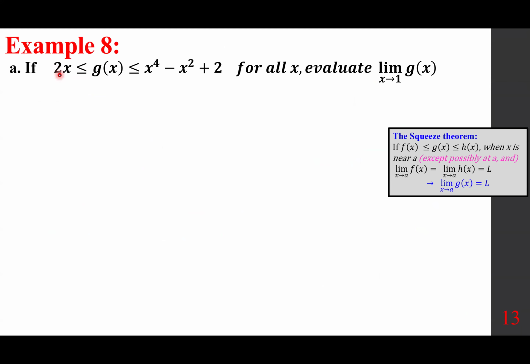If 2x is less than or equal to g of x, less than or equal to x to the power 4 minus x squared plus 2 for all x, evaluate the limit of g of x as x approaches 1. We use what's called the squeeze theorem. The squeeze theorem says if g is sandwiched between f and h when x is near a, x possibly at a, and the limit of f of x as x approaches a equals the limit of h of x as x approaches a, and both of them are L, then the one in the middle, the limit of g of x as x approaches a, must be L. This is known as the squeeze theorem.